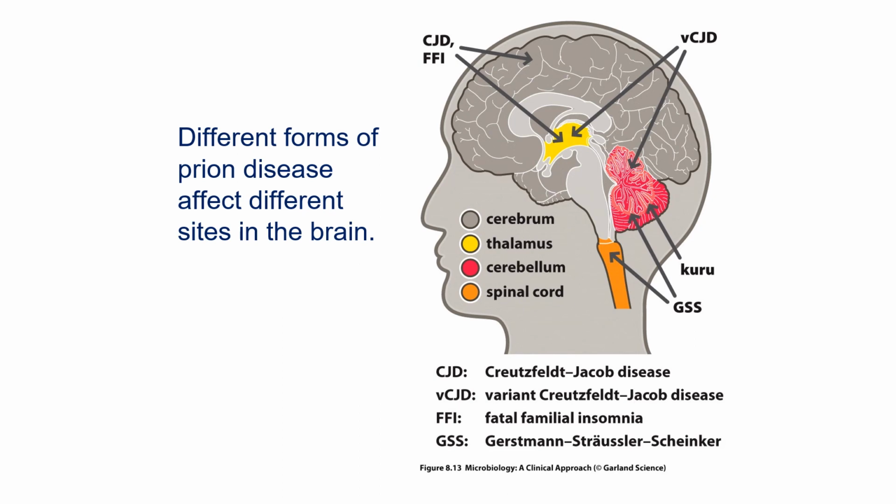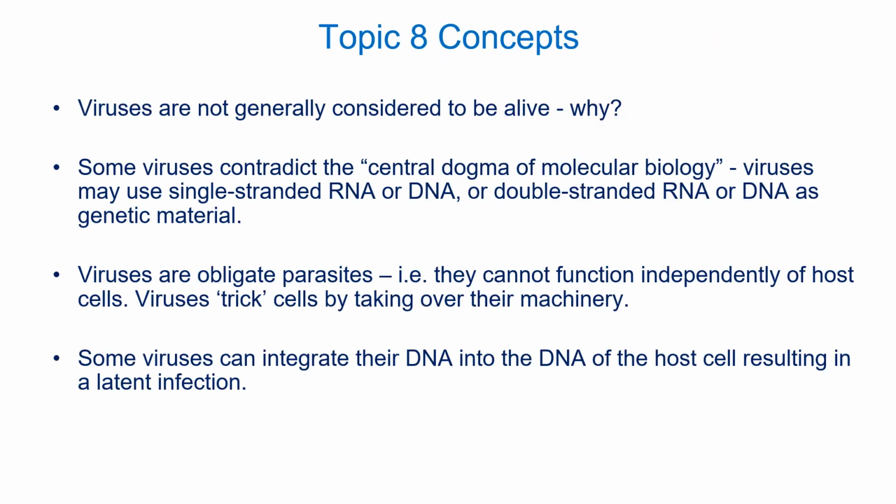We have a few different forms of human prion diseases here. You can see they affect different parts of the brain, and that's because we have different proteins that identify those different areas of the brain, and those proteins can go bad. Well, that was a rather long topic, and a rather technical one at that. Very quickly, going over the concepts, you should be able to explain to me why viruses are not generally considered to be alive. Again, that's something you can get into a debate about depending on who you ask, but most biologists will say, no, they don't quite fit the definition of life.